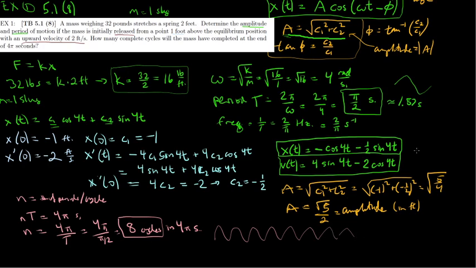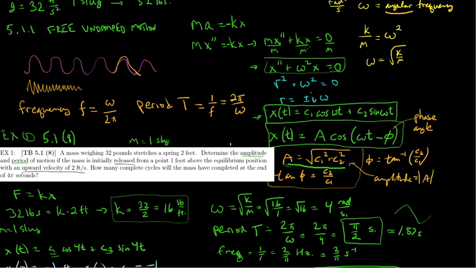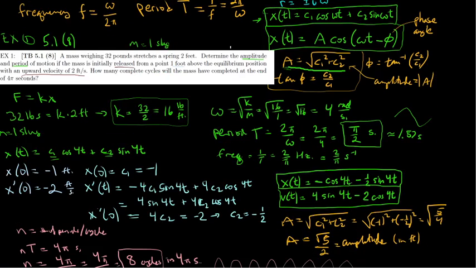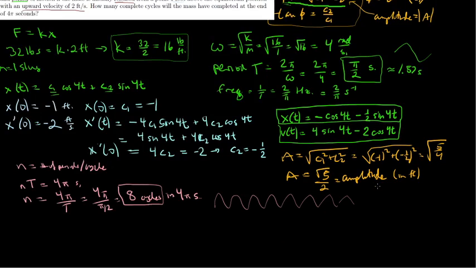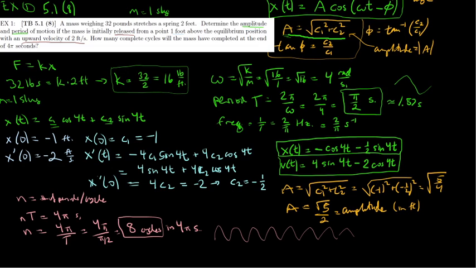So if they ask for x, in other words, to solve the differential equation up here, for free undamped motion, you always get this as a solution, and I just filled in the initial conditions to get the C1 and C2. Okay, so I hope that helps.